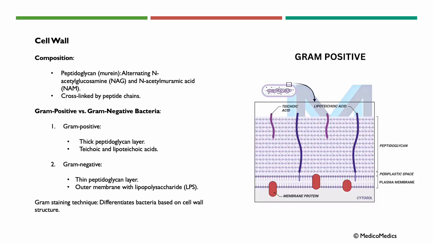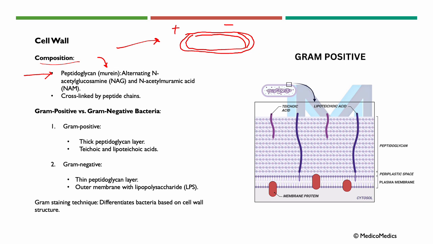Now, as we mentioned before, we said that the bacteria has this cell wall, and we differentiated between gram-positive and gram-negative, where gram-positive has a much thicker cell wall compared to gram-negative that has a much thinner cell wall. Now, the composition for the cell wall, whether it's positive or negative, is that it consists of peptidoglycan, also known as murein.